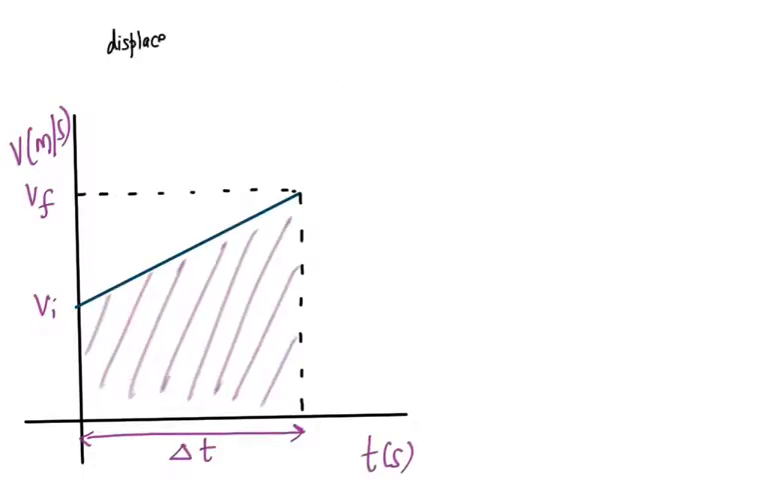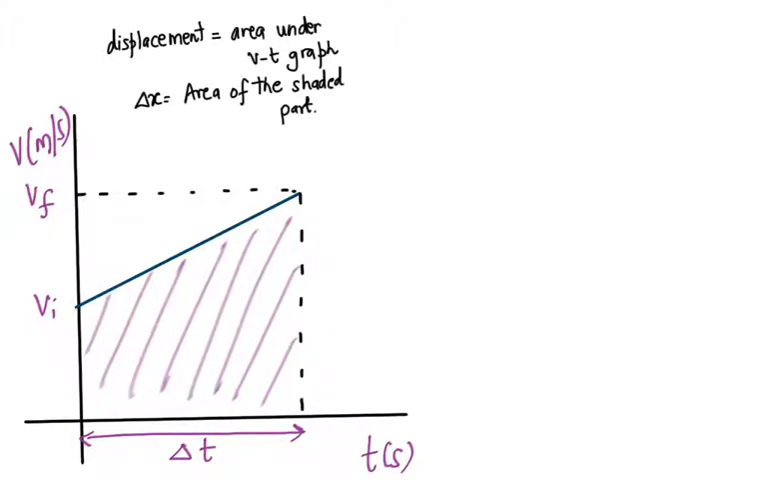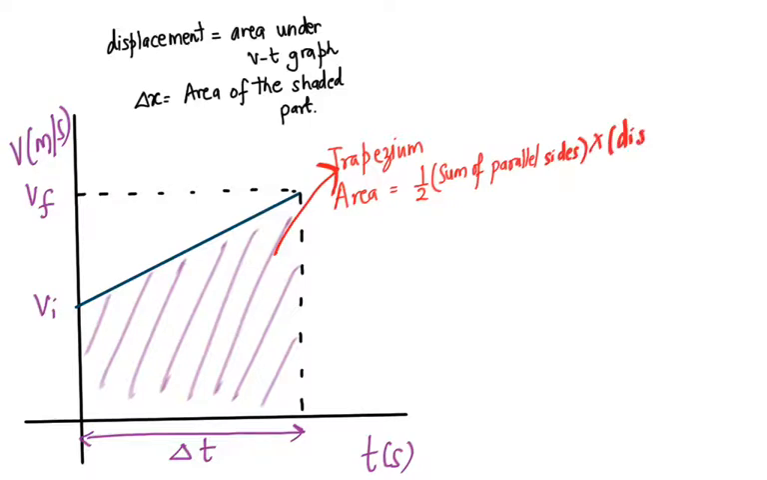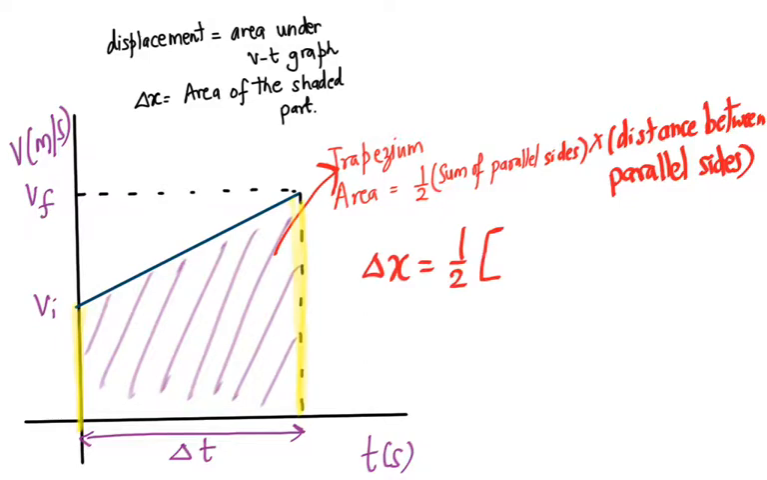Again, we take the same graph and we apply the same concept that displacement is area under the v-t graph, which is the area of the shaded part. Now this time we will not divide into triangle and rectangle. Rather, we will identify it as a trapezium because it has two parallel sides and two non-parallel sides. Area of trapezium from mathematics, we know that it is half the sum of parallel sides multiplied by the distance between the parallel sides. You can see the yellow highlighted lines are the parallel sides.